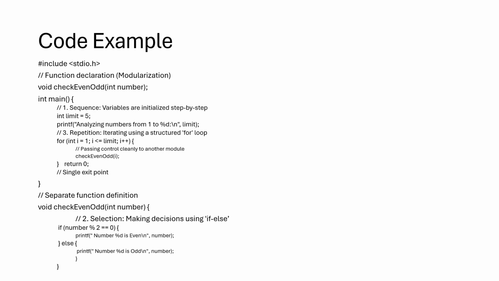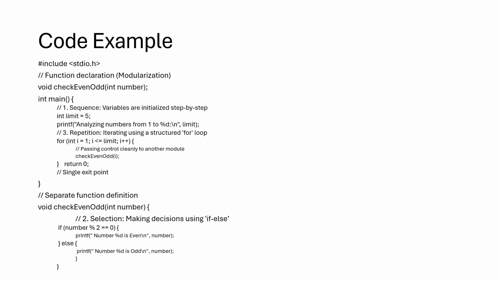Once it enters into the main function, we have the variable declaration part. This signifies the sequence, that is, sequence instructions or step-by-step instructions being executed. Here limit of 5 is the variable that has been declared with int data type. We're just going to have a printf statement.